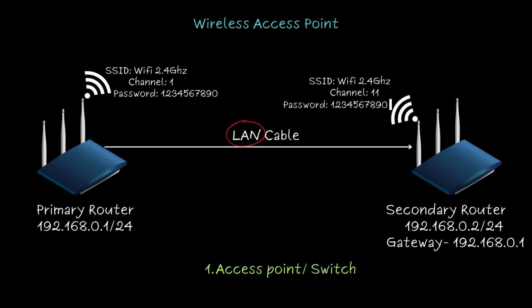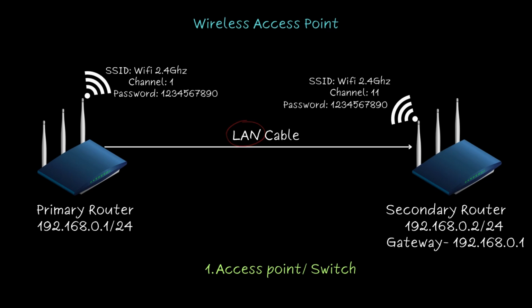The second option is we can use the same SSID and password for the two routers. That means the primary router and secondary router SSID and passwords are the same, but they will be running on different channels. That means the Wi-Fi channels will be different. So for 2.4 gigahertz, we can run one router, maybe the primary router, on channel 1 and the secondary router on channel 11. Okay, so why is there a difference between 1 and 11? We can make it 2, right? 2 also, but 2 might create some conflicts.